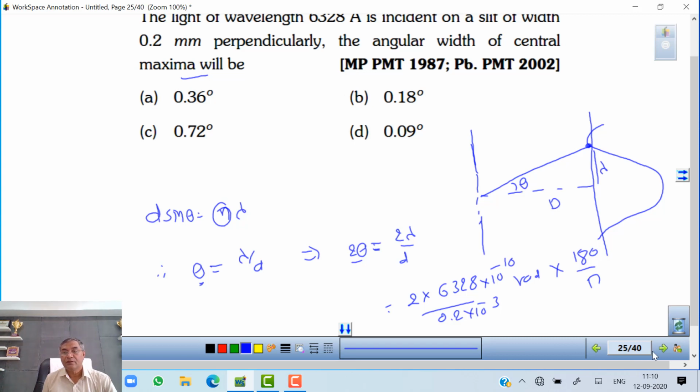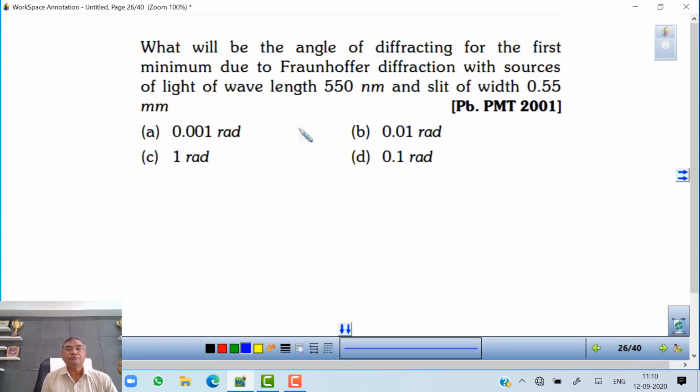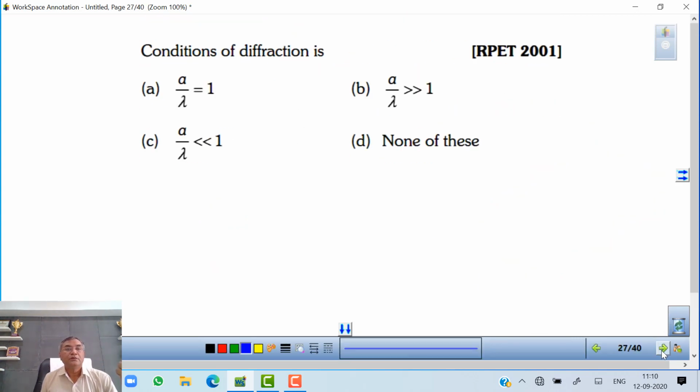Whatever the option, you take it out. So this is actually a knowledge based question. Condition of the diffraction, a is the width of the slit and lambda is the wavelength.